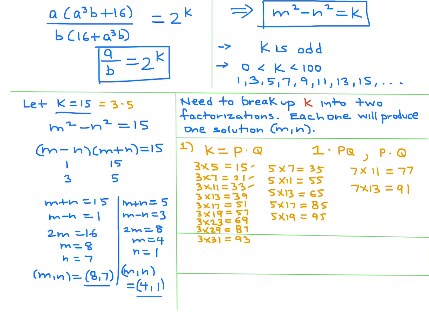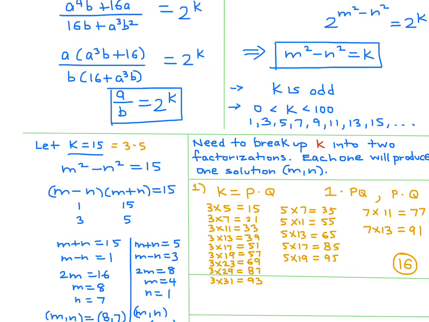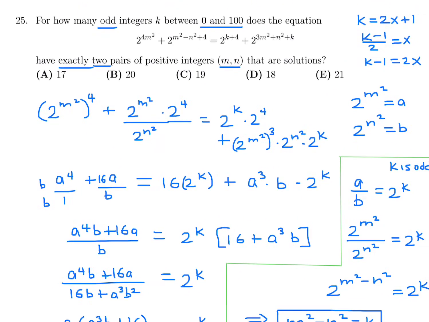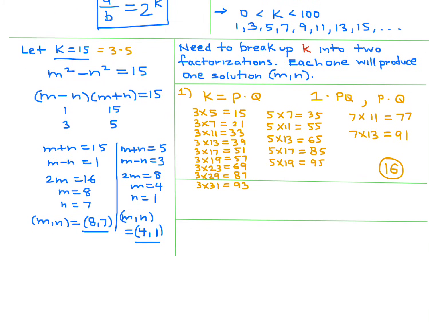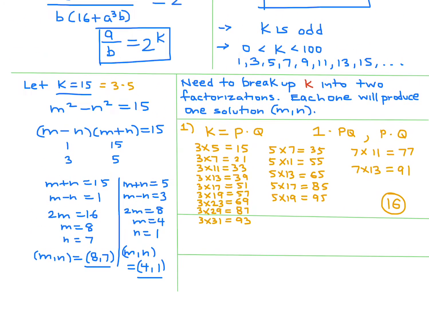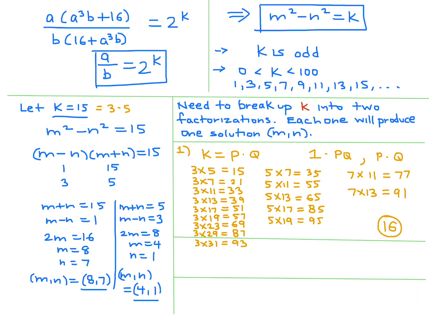So 1, 2, 3, 4, 5, 6, 7, 8, 9, 10, 11, 12, 13, 14, 15, 16. I got 16 values of k for which this will work. Okay, put that here. Now let's see, is 16 one of the answers? 16 is not one of the answers, and that's probably a good thing, because otherwise you'd probably circle it and move on, because that basically means there's a few more. Okay, scenario number 2.